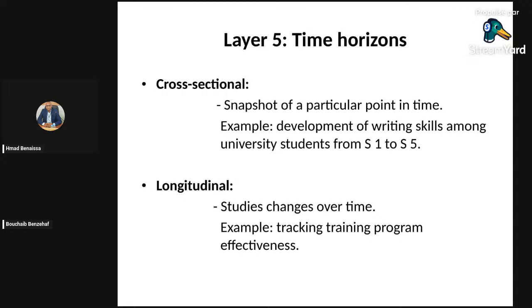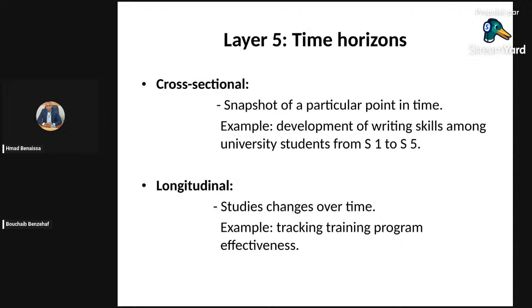So to give an example, cross-sectional: a researcher might study the development of writing skills among university students from S1 to S5. For efficiency, what the researcher does is recruit a group of S1 students, a group of S2 students, a group of S3 students, a group of S4 students, and a group of S5 students.